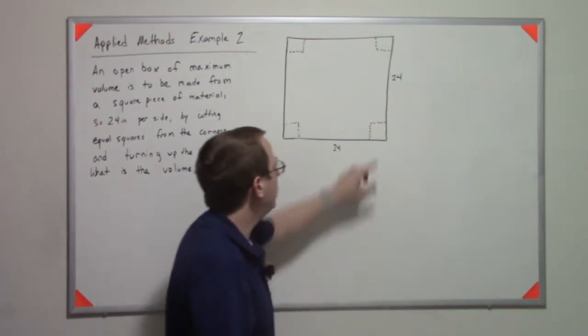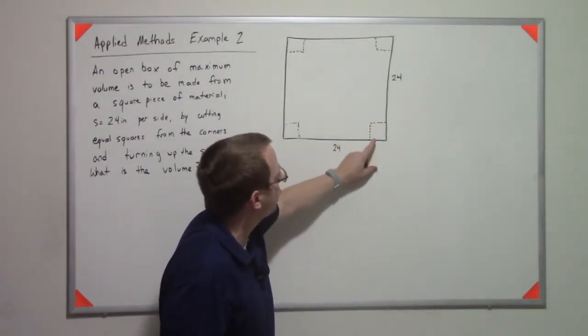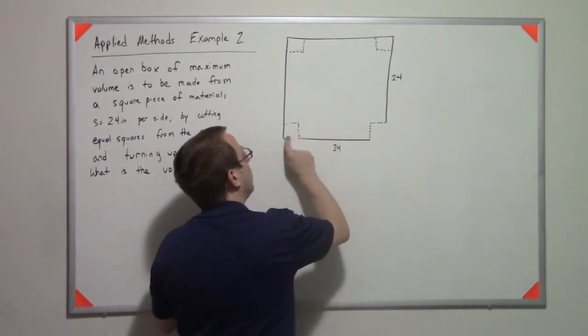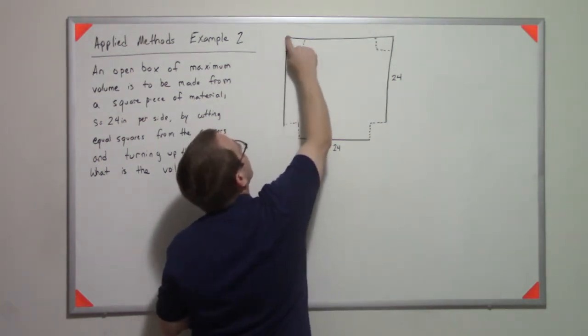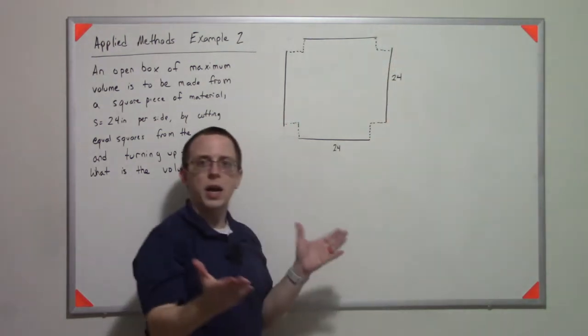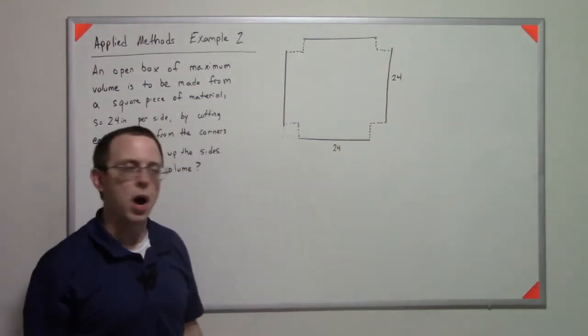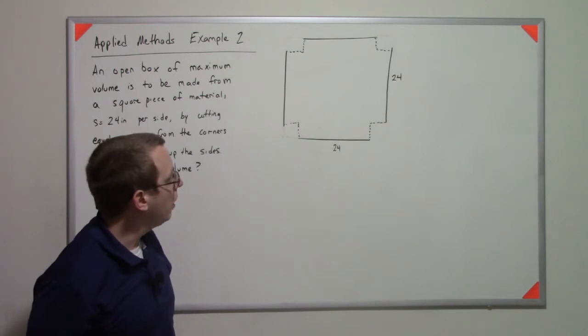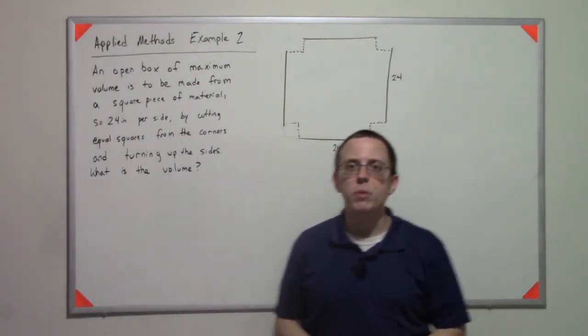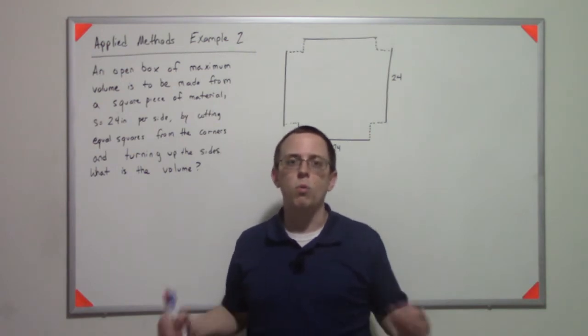So what we've got is to cut off these. If we shaved off these corners here, and then kind of folded it up, you'd end up with a box. So how do we figure this out? Okay, well, the first thing we have to do is figure out what they gave us.